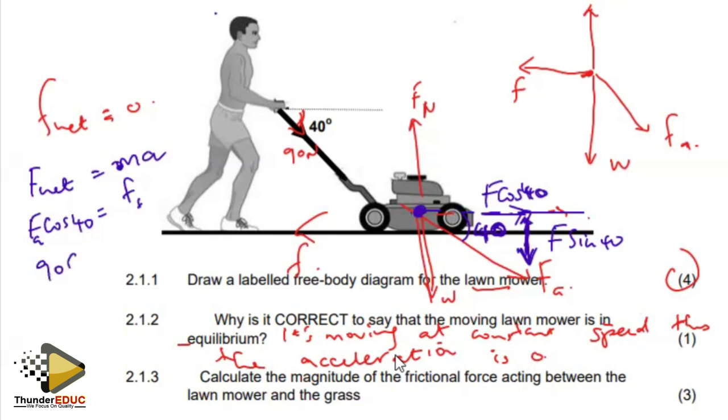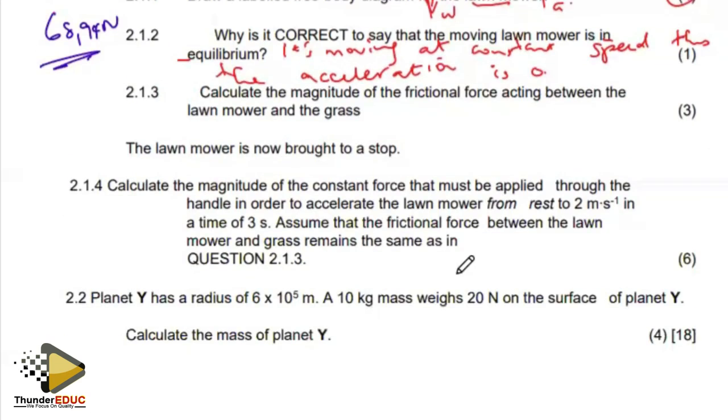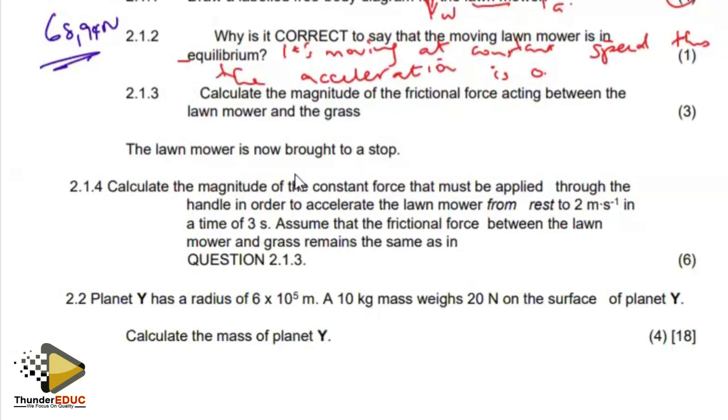So that's 90 times the cos of 40. I put that into my calculator and I end up with 68.94 newtons. Since the direction of motion is just horizontal, we focus on the horizontal component. Then the next part, they're telling us that the lawnmower comes to a stop.